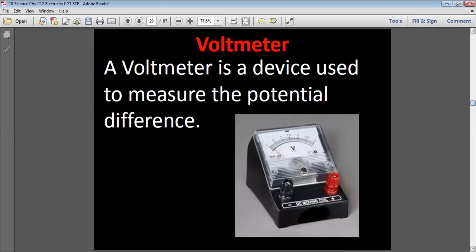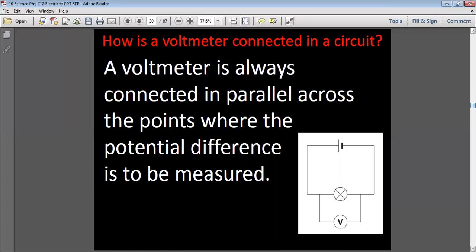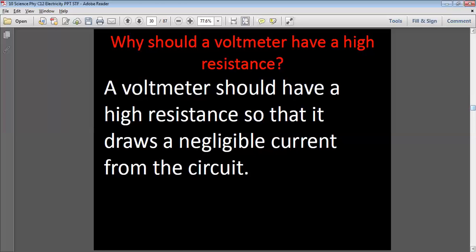What is a voltmeter? With the help of this, we can measure potential difference. It is an instrument or a device used to measure the potential difference. How is a voltmeter connected in a circuit? A voltmeter is always connected in parallel, not in series, and it is connected across the points where the potential difference is to be measured.